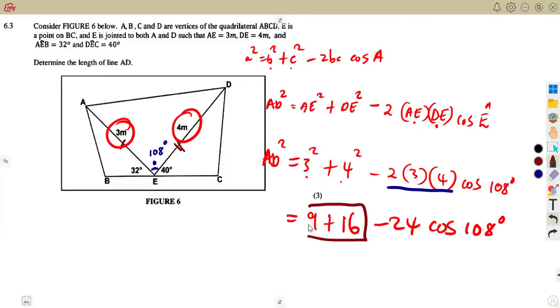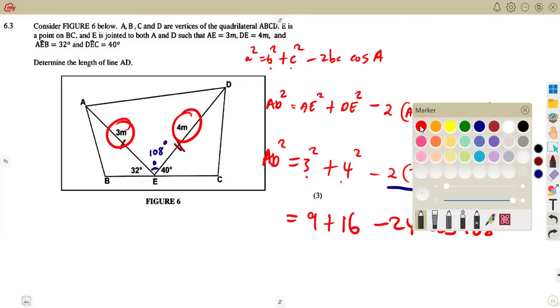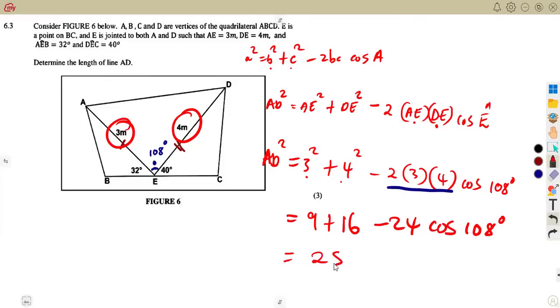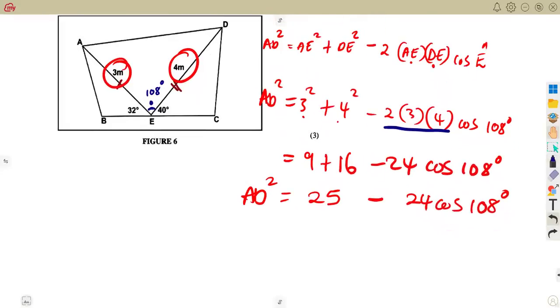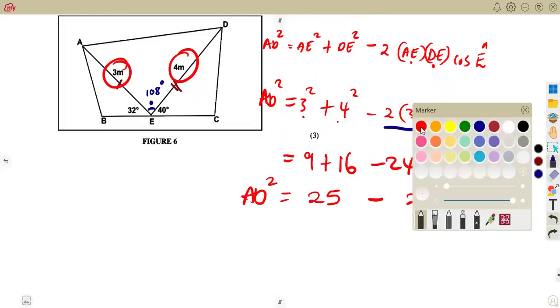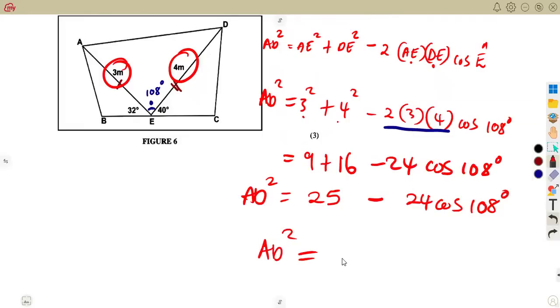Combine these two together. That is going to give us 25. So that's 25 minus 24 cos 108 degrees. This is our AD squared. Combine everything here on your calculator. The calculator can simplify this. Don't subtract these two ones. Never make a mistake. Combine everything on your calculator. So it is going to give you 32.416, something like that.